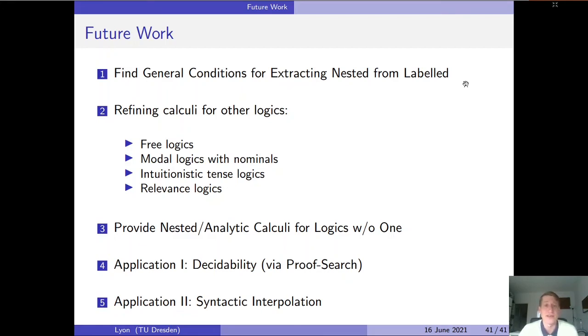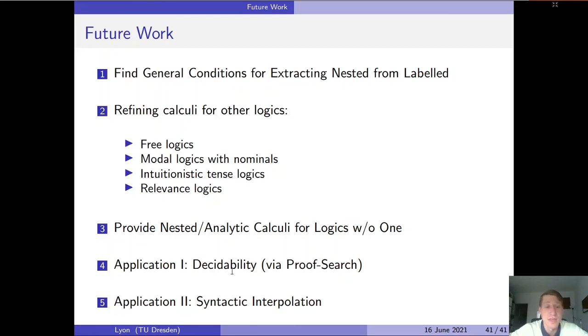I'd like to apply this idea to a variety of other logics, for example, looking at free logics, which are essentially first order or predicate logics that allow for empty domains, modal logics with nominals, intuitionistic tense logics. Well, I've actually done a fair amount of work on these already. Also relevance logics. And the goal is to try to provide nested or analytic calculi for logics that don't have one.